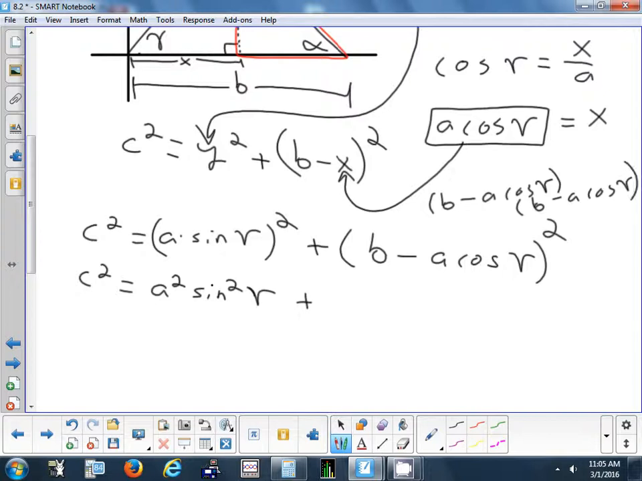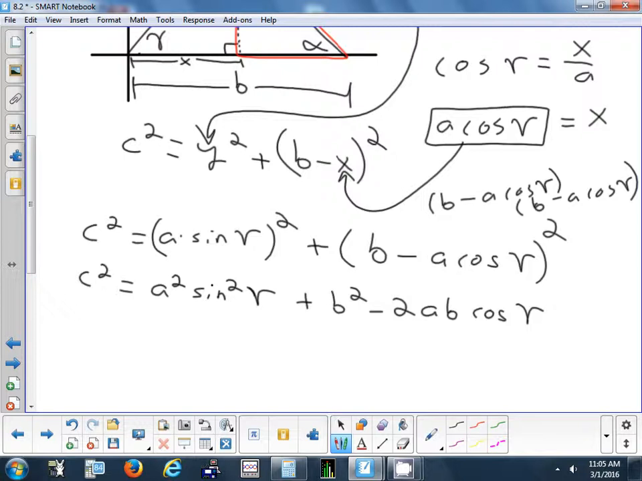Okay, so we need to distribute. Yep, so we get b squared. And then we're going to have b times negative a cosine gamma, and b times negative a cosine gamma. So two of them, two of ab cosine gamma. So we have negative 2ab cosine gamma.